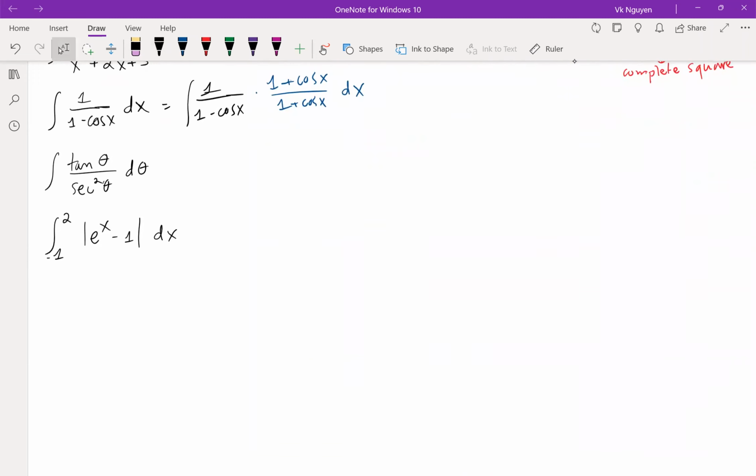Okay, a few more to go. Integral tangent theta over secant squared theta d theta. When we run into something like this, it is best to simplify. So all we have to do is simplify.